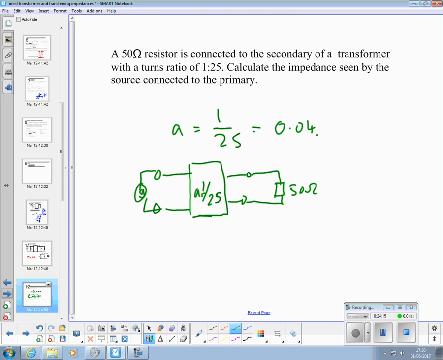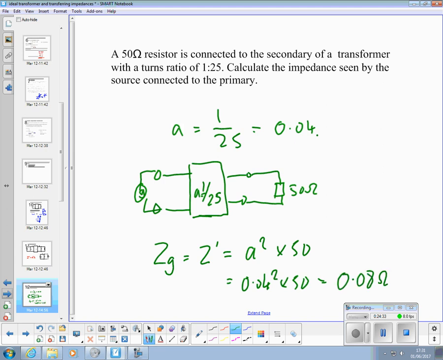So Zg is equal to Z dash, which is A squared times 50. That's 0.04 squared times 50. I think that comes out at 0.08 ohms. Does that ring true for a transformer that's got a turns ratio 1 over 25? Does that step up or step down? Step up, yeah.